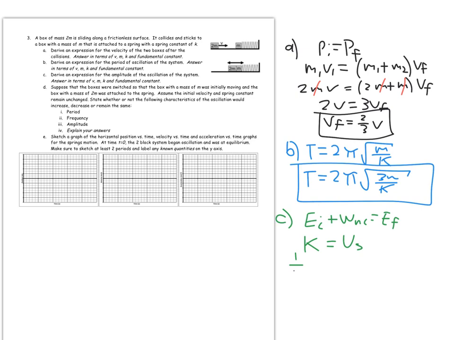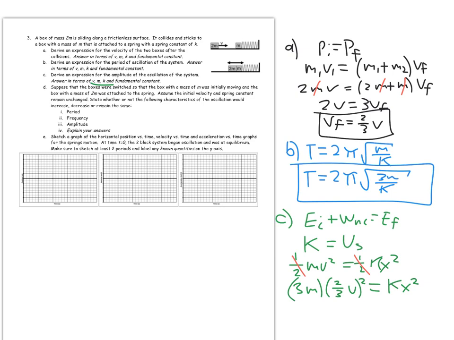So I can say 1/2 mv squared, my kinetic energy, equals 1/2 kx squared, my spring potential energy. The 1/2s will cancel out. I know two things from above because we do want to answer in terms of these same variables. I know my mass is just going to be 3m. I know my velocity is 2/3 v, that quantity squared, and that's going to be equal to k times x squared, ultimately solving for x here.